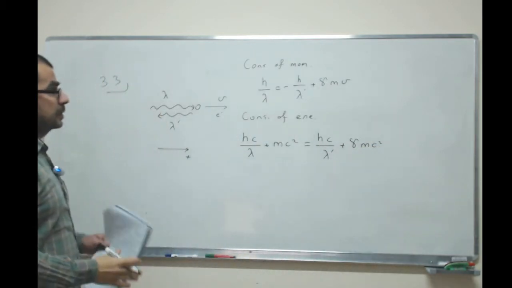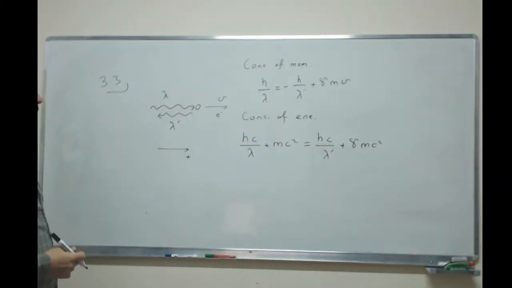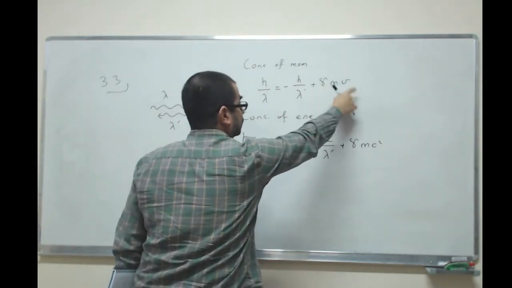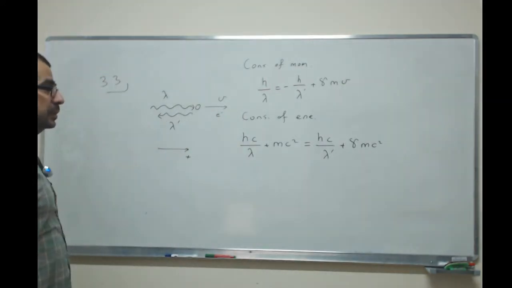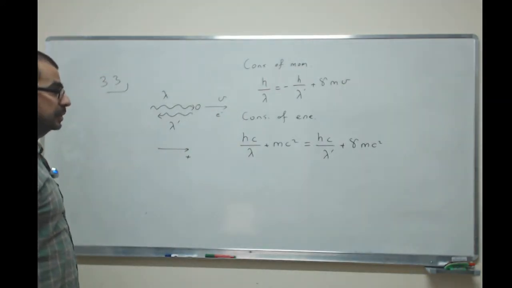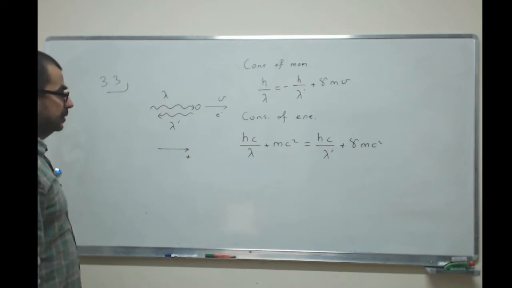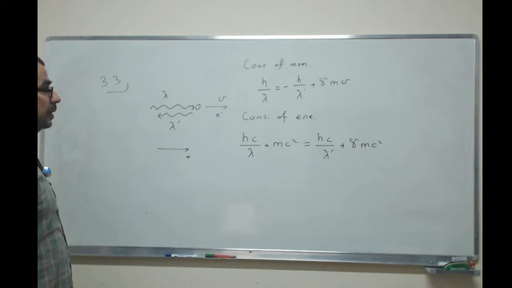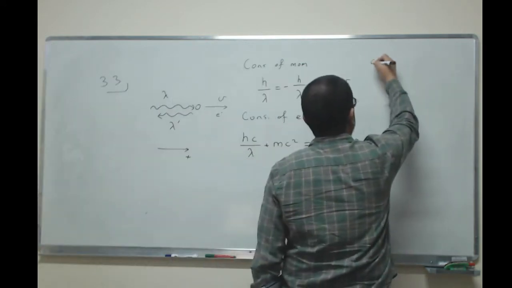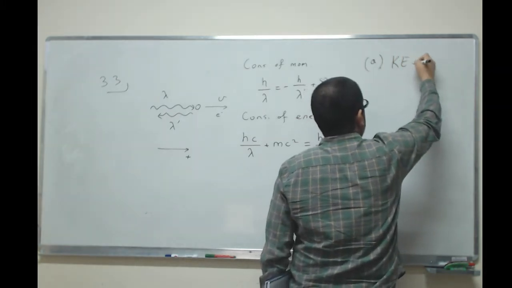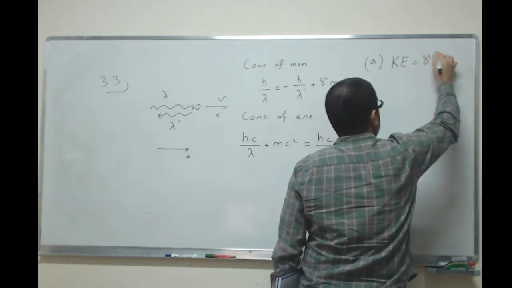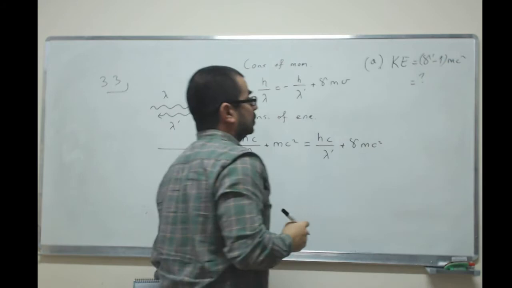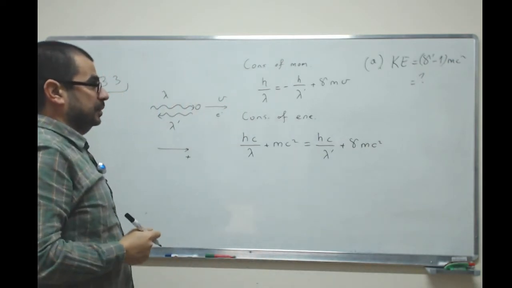Okay. So these are two equations, and we have two unknowns. We don't know lambda prime, and we don't know gamma, or equivalently we don't know v. If you know one of those, you can find the other. So this is two equations for two unknowns, and in principle you can solve it, though it might be a bit complicated. In part A, they're asking for kinetic energy, which is equal to gamma minus 1 times mc squared. So we essentially need to find gamma, or gamma minus 1.